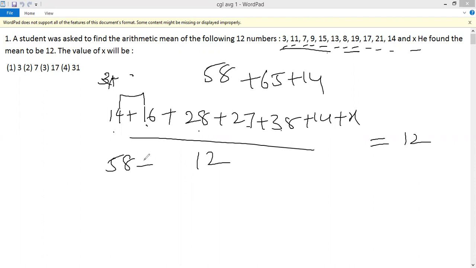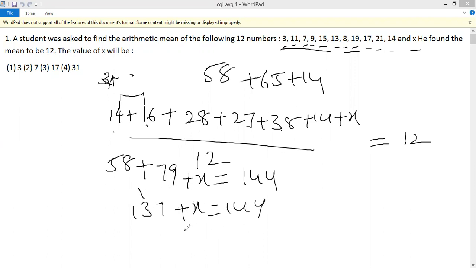58 plus 79 equal to 137. What is the sum? 137 plus x equal to 144. X equal to 7. Right. Okay, right.